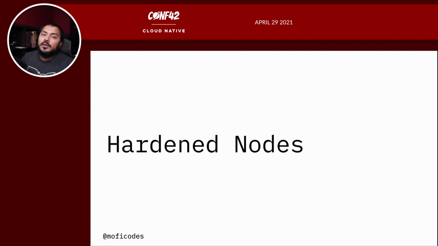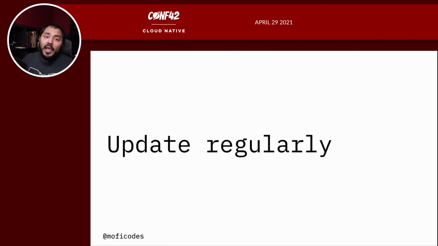Hardened nodes: you should make sure that your node doesn't have SSH enabled. That's like security 101 at this point. You should make sure that there is no other way to access your nodes. Don't expose the node IPs if you can. And all of these good practices you can start doing, so make sure your underlying node infrastructure itself is following the best security policies.